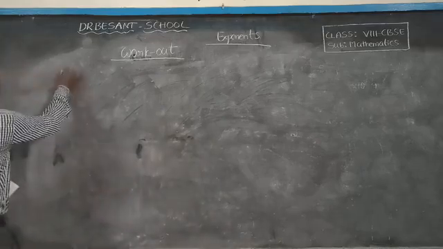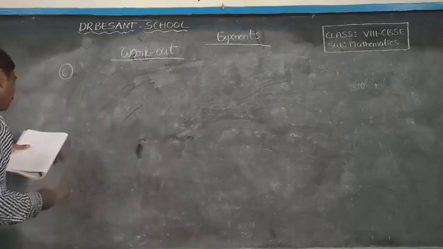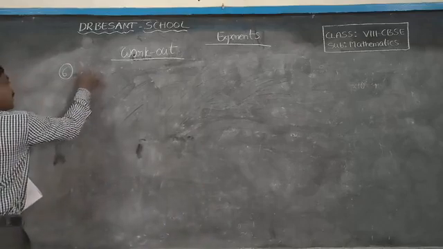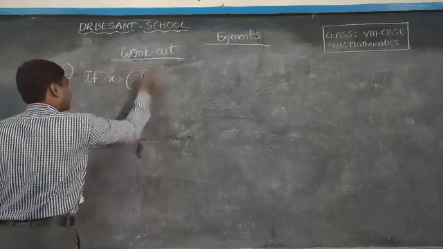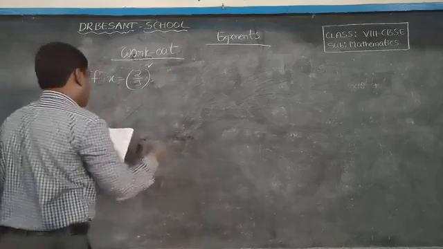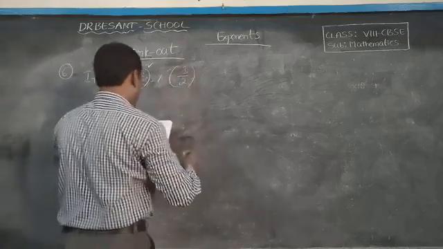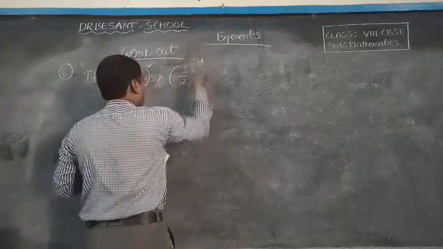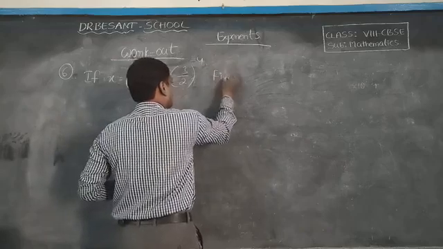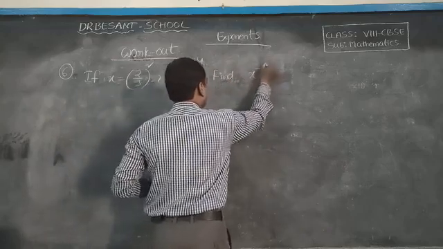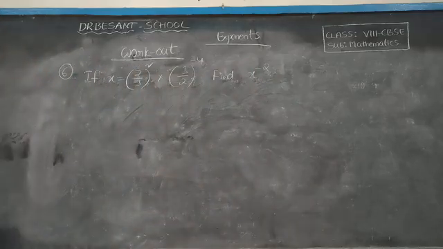Problem number 6. If x is equal to (2/3) whole square into (3/2) whole to the power of minus 4, find the value of x power minus 2. Okay, this value we have to find.